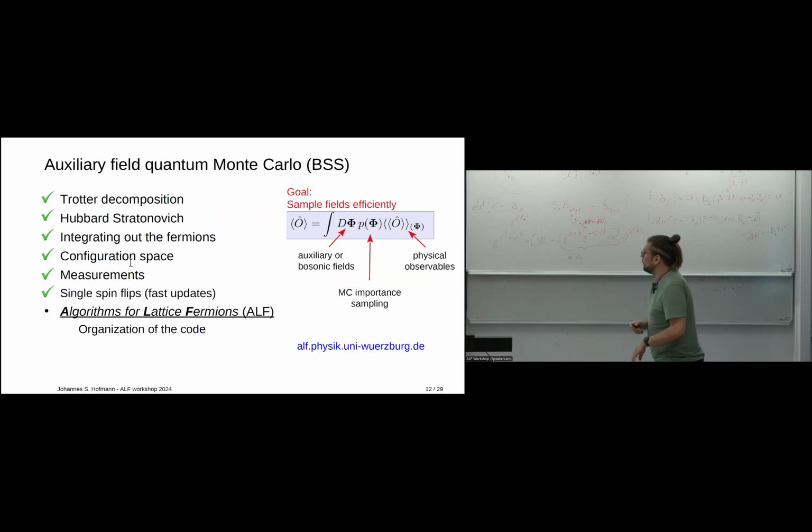Okay. So, right. This was a crash course through the single spin flip updates with the important formulas on the blackboard, or whiteboard, I should say. So let me use the last 5 minutes to say a few words about the ALF algorithm, the software package itself.